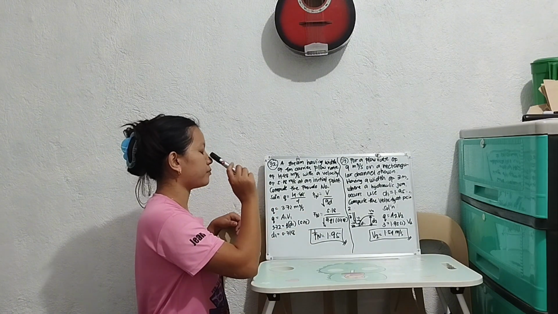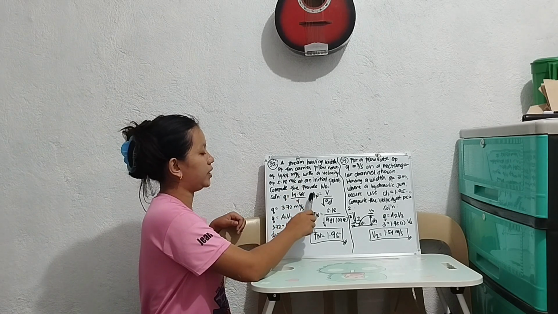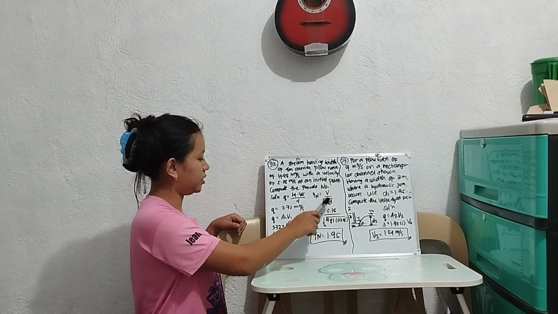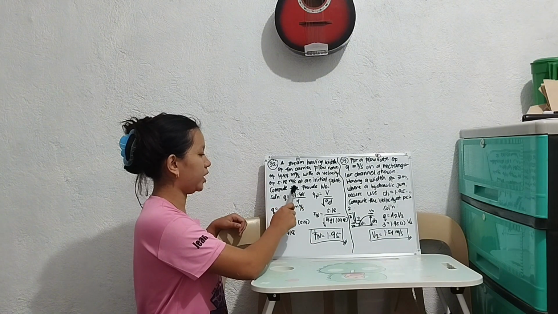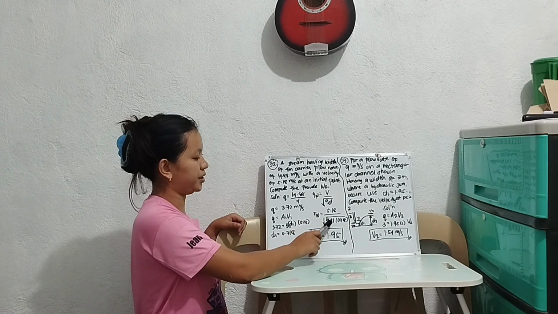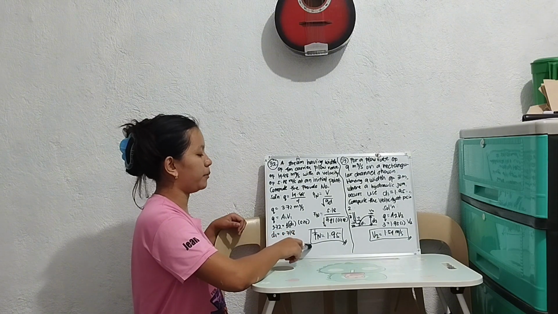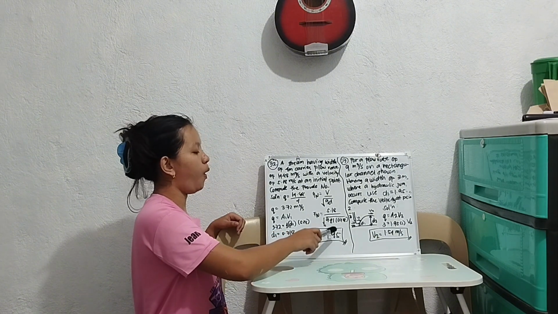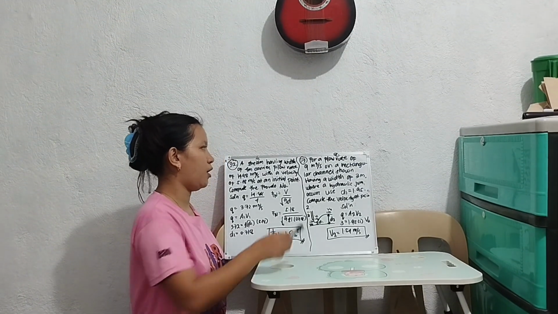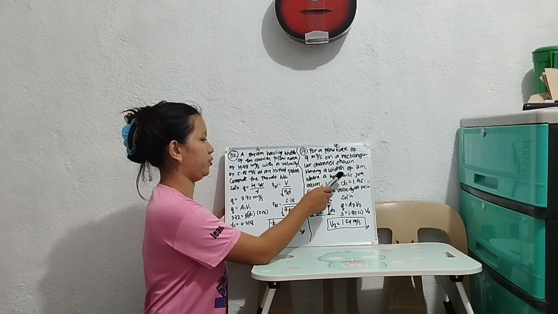But we need to find the Froude number. So the Froude number's formula is Fn equals v over the square root of gravity times d. The velocity is 5.18 meters per second, over the square root of the gravity, which is 9.81, times d, which is 0.718. So we came up with the answer: Froude number equals 1.95.